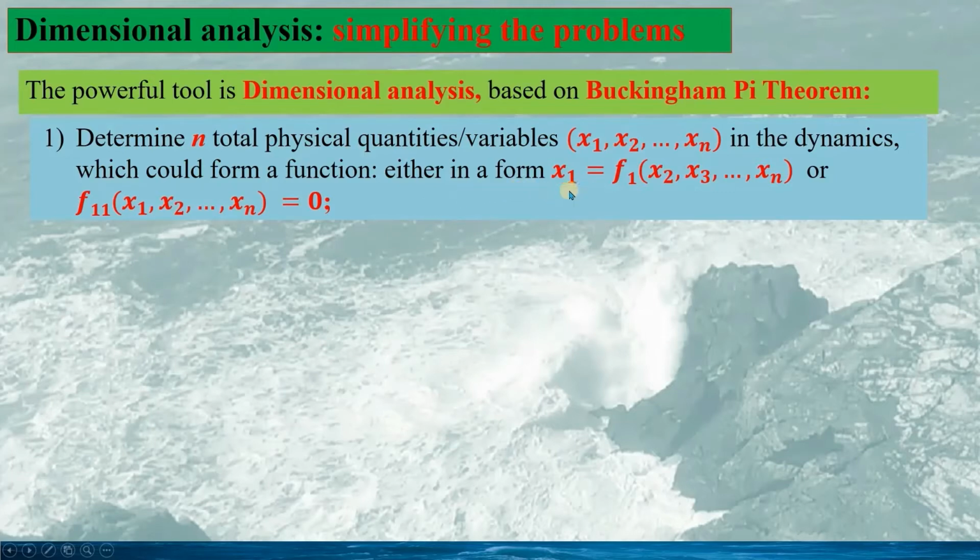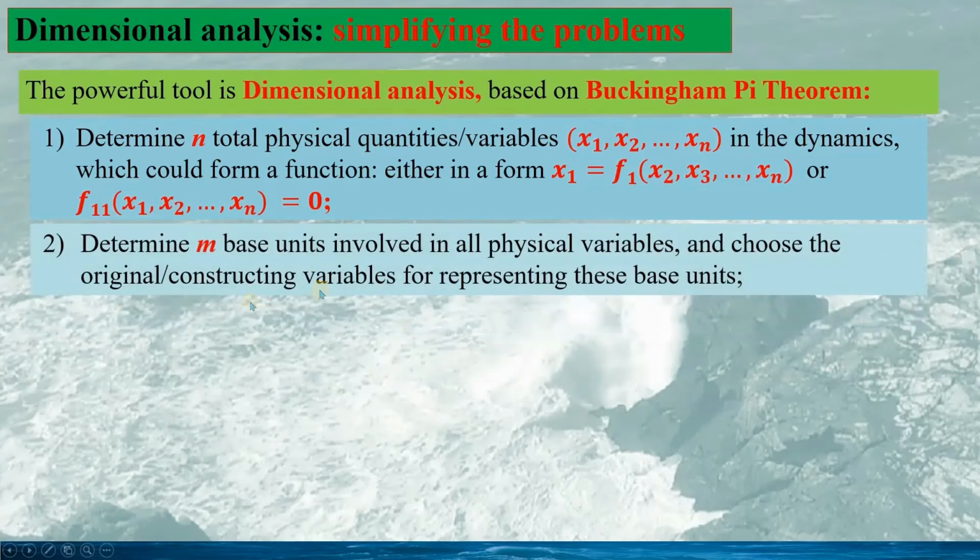function either in a form x1 equaling a function f1 of the parameters x2, x3, and xn, or in a form of f11, a function of the parameters x1, x2 to xn, which is 0. Step 2 would be the determination of the base units involved in the physical variables, and then choosing the original or constructing variables for representing these base units.